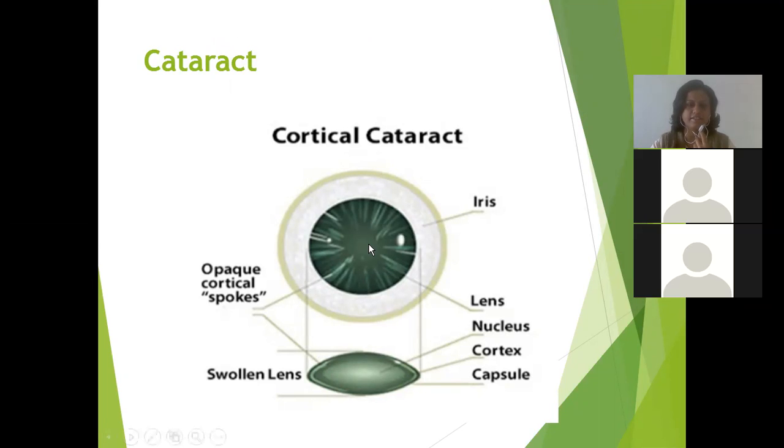In this we can see this is the lens, this is the oblique cortical spoke, this one is the iris, and we can see how the lens is swollen in this. This is the nucleus, cortex and capsule.